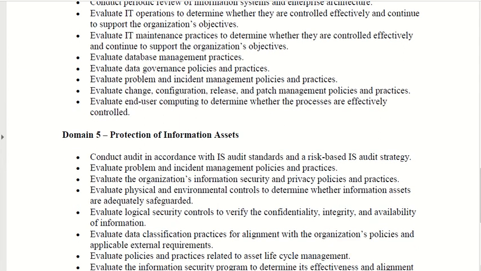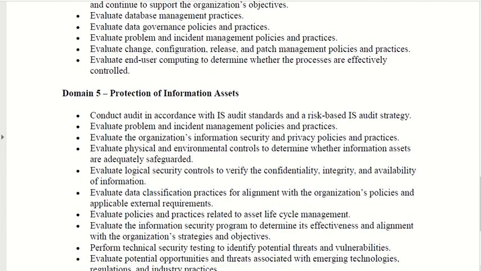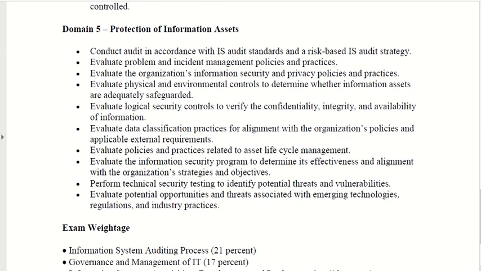The last domain, domain 5, is protection of information assets. In this domain, the following topics will be covered. Conduct audit in accordance with IS audit standards and risk-based IS audit strategy. Evaluate problem and incident management policies and practices. Evaluate the organization's information security and privacy policies and practices.